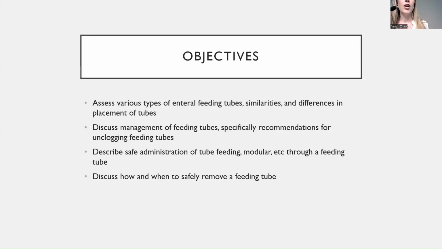The objectives, so by the end of this, you should be able to assess various types of enteral feeding tubes, similarities and differences in the placement of tubes. You should be able to discuss the management of feeding tubes, specifically recommendations for unclogging them, and then describe the safe administration of tube feeding modulars, etc., through a feeding tube. And then we'll be able to discuss how and when to safely remove a feeding tube.